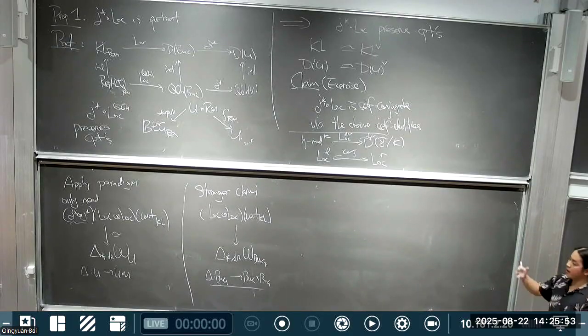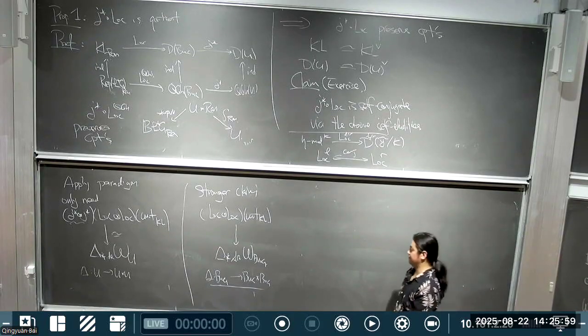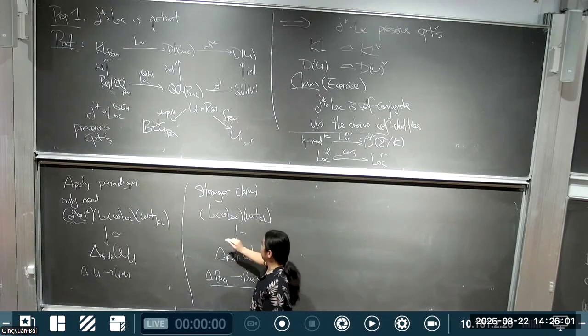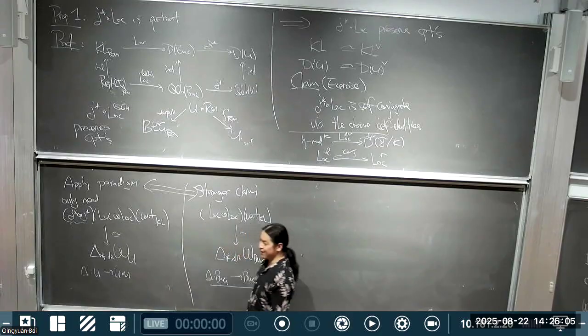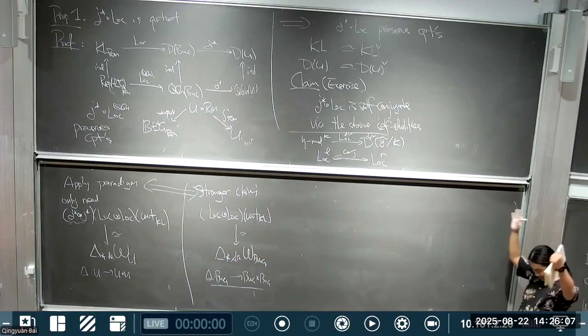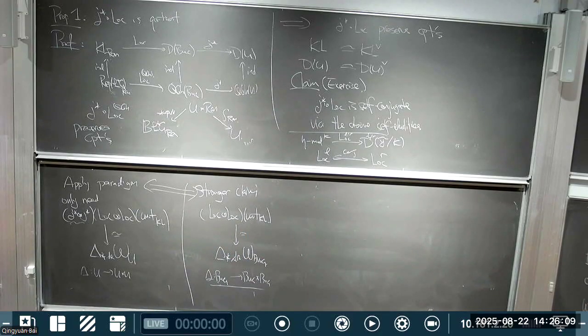It's like a D module on Bun_G: for every U there's a D module. Then I'm going to say this is an equivalence and take the limit. A priori this is a stronger statement. Okay, so I will prove this.